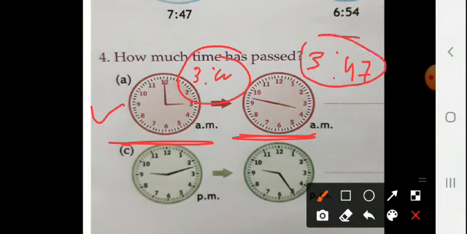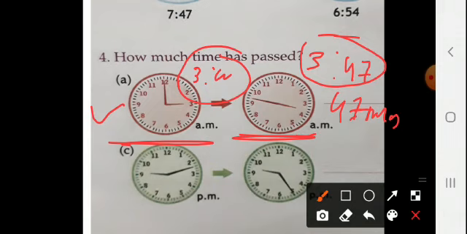Then what is the difference? What is the time passed here? Already 47 minutes have passed. So is it easy or not? Have you understood, dear students? Please comment in the comment box. If you are getting it, then tell me, yes, we are getting it. Then here 47 minutes you have to write. No need to hurry about doing the work. You can complete it afterwards. First you understand, or you can pause the video and do your work.